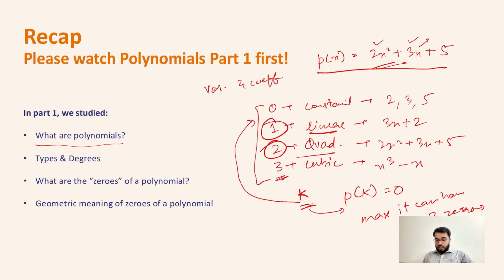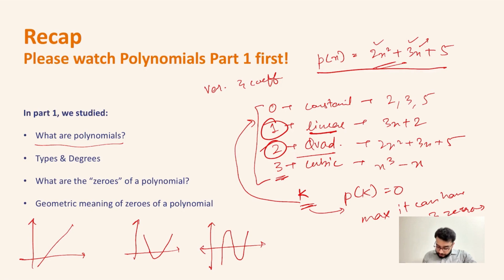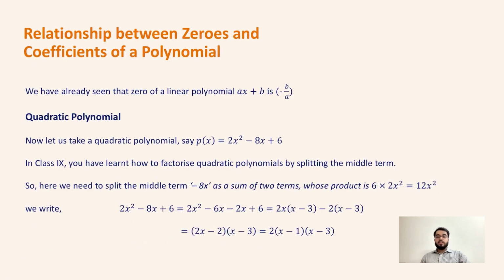Now, what is the geometric meaning of zeros of a polynomial? In our previous video, we learned about the shapes that each polynomial creates. A linear polynomial would be a straight line. A quadratic polynomial would create a parabola. And the cubic polynomial would create a wave. Now, the points where the graph of the polynomial intersects the x-axis would be the zeros of the polynomial. And this shows the zeros of the polynomial in graphical terms. Okay, so if you want to learn more in depth about this, do go and watch the part 1 video of polynomials. Now, moving on to the topics of this video.